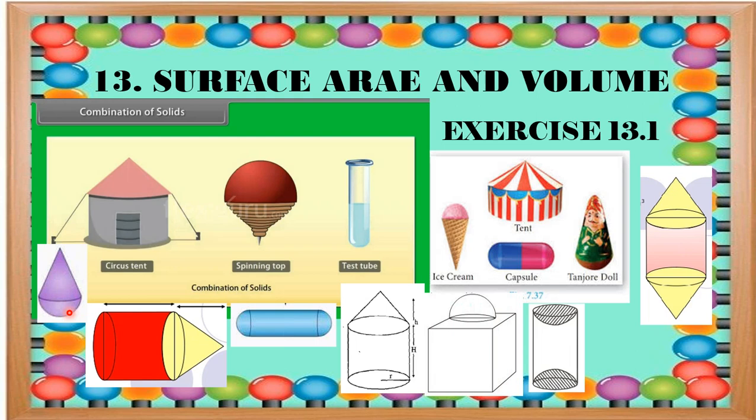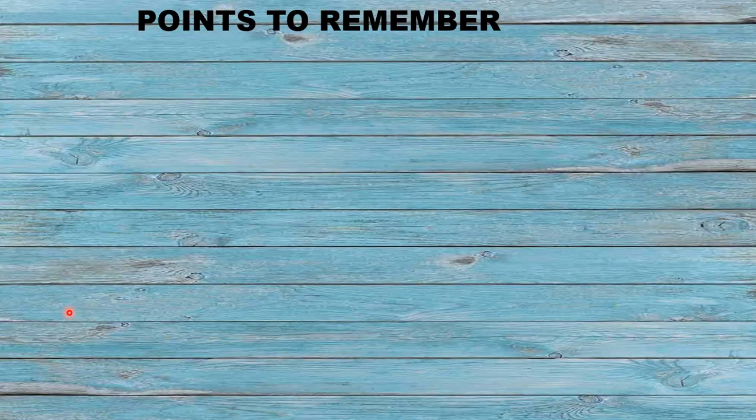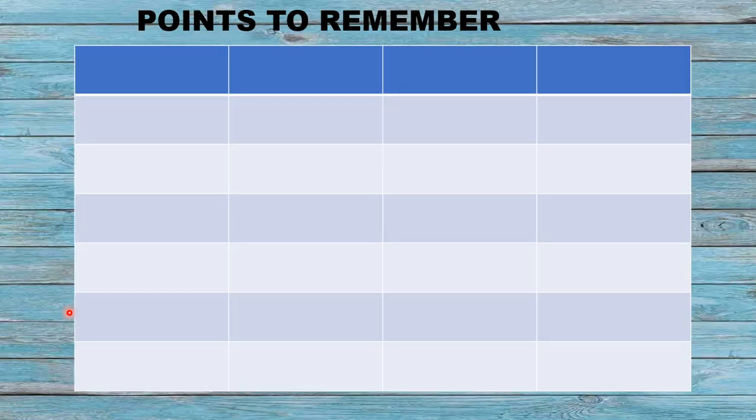So let us start chapter number 13, Surface Area and Volume, where we are going to study the areas and volumes of combinations of 3D shapes. Let us begin. Before starting, there are some important points we have to revise: the different areas and the volumes of three-dimensional shapes.